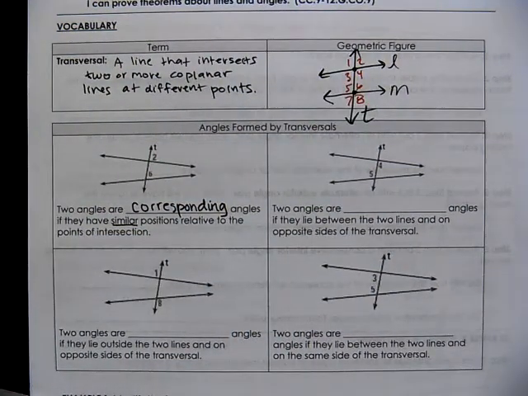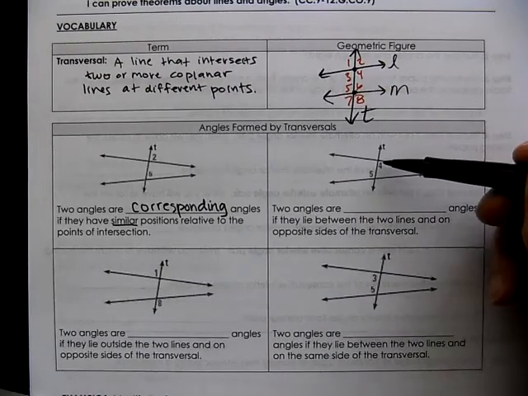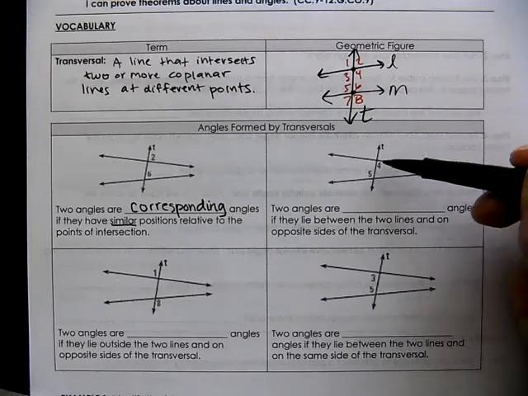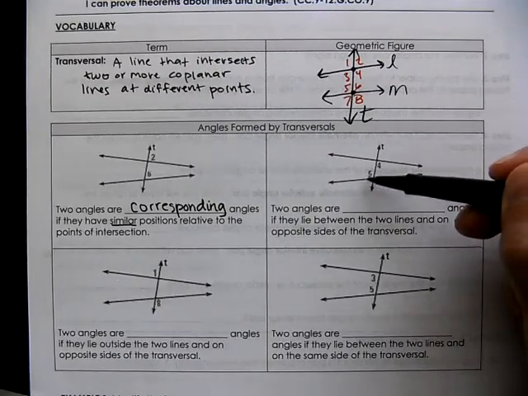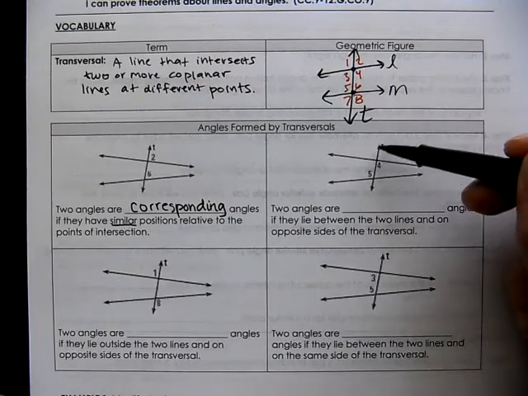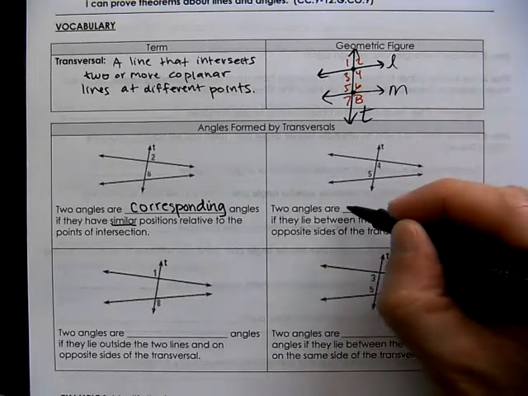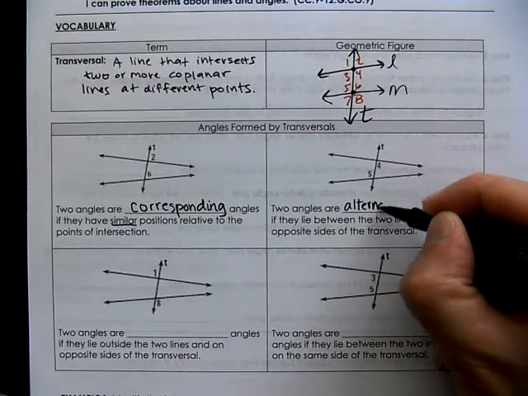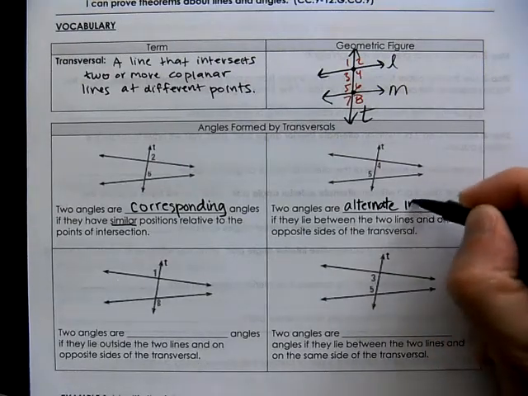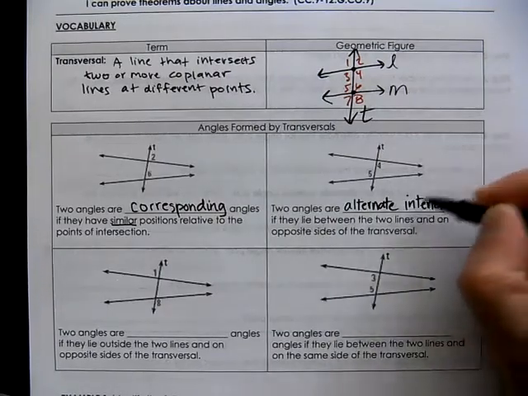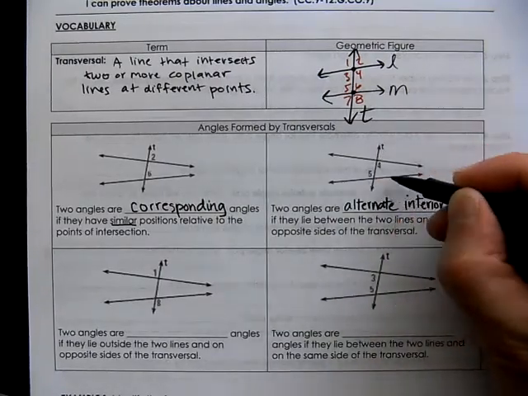In this next case, we're looking at 2 angles that are going to be in between the 2 lines, but one of the angles is on the right side of the transversal and the other angle is on the left side. So because they are on alternate sides of the transversal, these 2 angles are called alternate interior angles. Interior meaning they are inside the 2 lines.